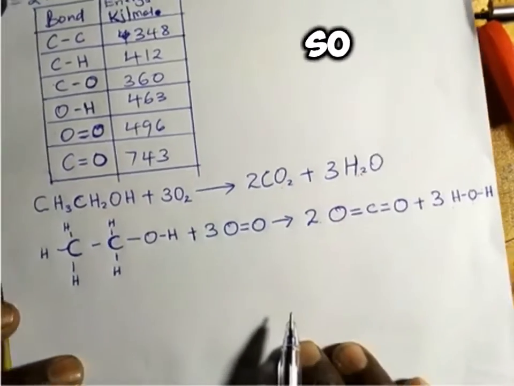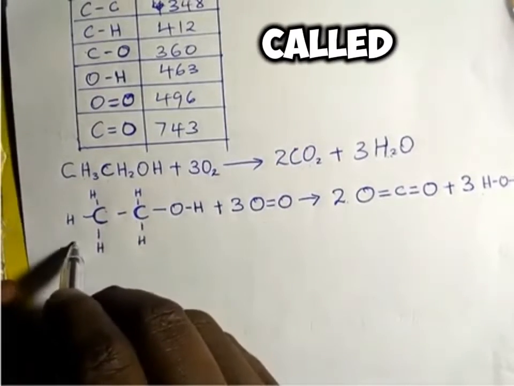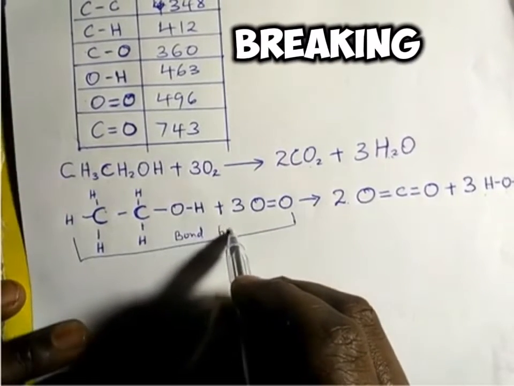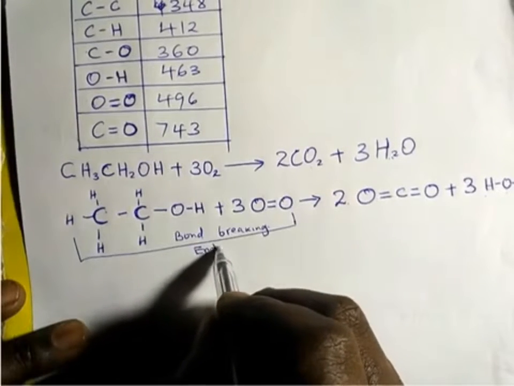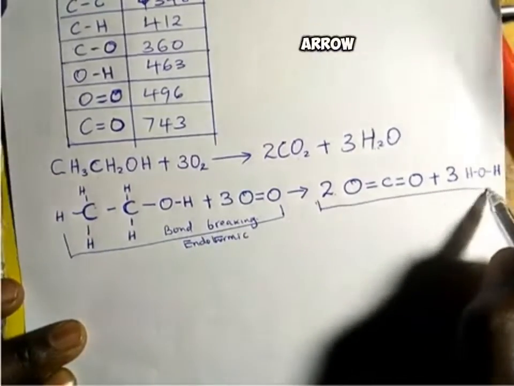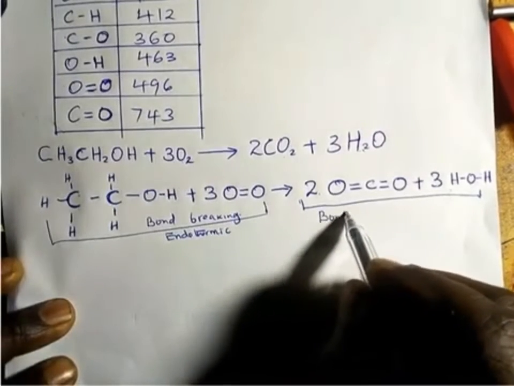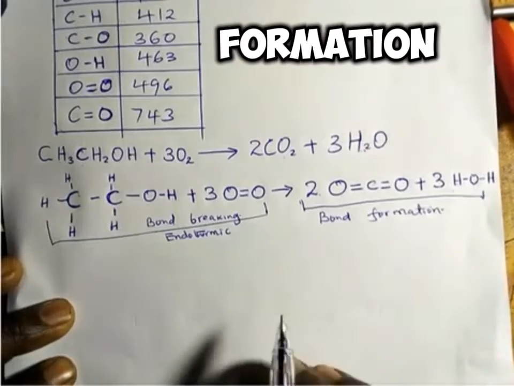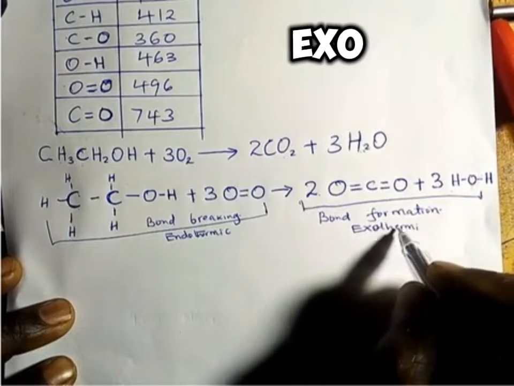That makes water. So once you have done that, you can clearly see that on the left side here, up to here is bond breaking energy. Bond breaking is always endothermic. From here, after the arrow, we have bond formation, which is always exothermic.